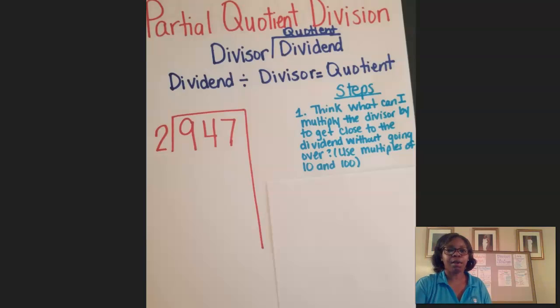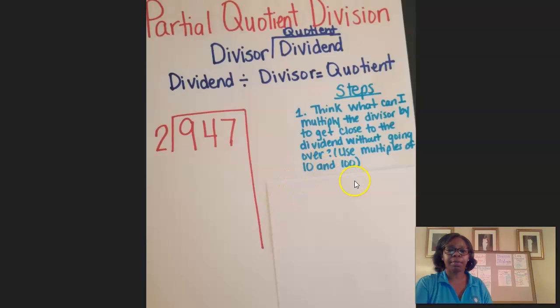All right, so we're going to start with the partial quotient strategy first. In the partial quotient strategy, it's important to understand this vocabulary. The number on the outside is called the dividend, and our answer is called our quotient. Here again, we have our problem, 947 divided by 2, and we're going to draw our bracket to resemble the hangman game. That's a way to help you remember with partial quotient. You're going to draw it similar to hangman.